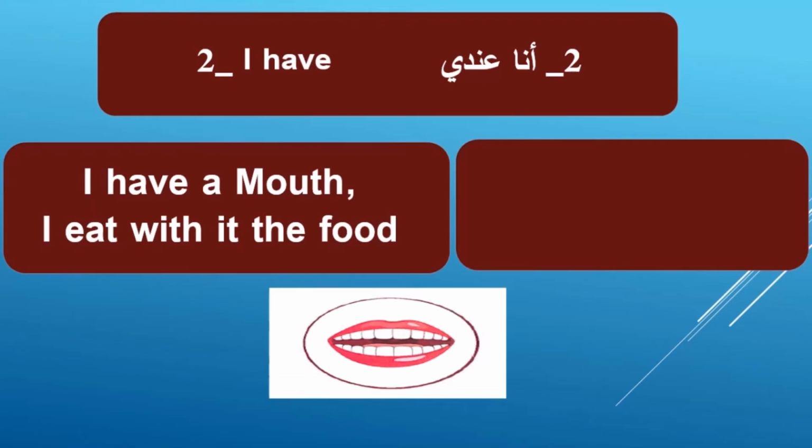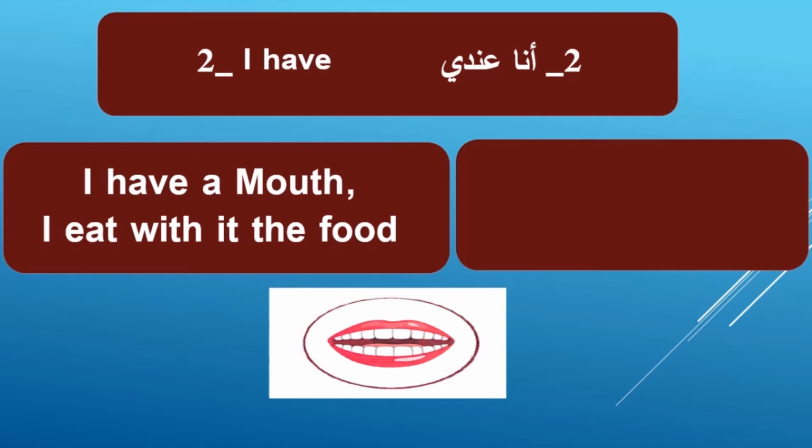اثنان، أنا عندي. أنا عندي means I have. But it is not I have to do something. No, it is I have something. For example, I have a mouth, I have a leg, I have a hand, like this. So, how to make a sentence with I have, أنا عندي? For example, I have a mouth. I eat with it the food, or I eat the food with it. So how to say it in Arabic?